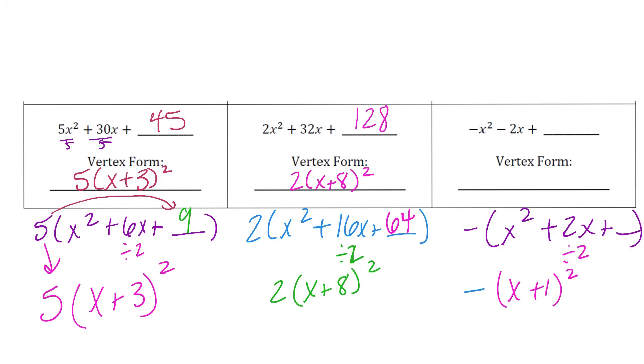And don't forget to bring down that negative from the front. 1 squared is 1. And then we end up distributing this negative to it. So we get negative 1 here. And my vertex form is negative times x plus 1 all squared. So just because it's a negative 1 doesn't mean we treat it any different. We take it out just like we do all the other numbers in front of x squared.